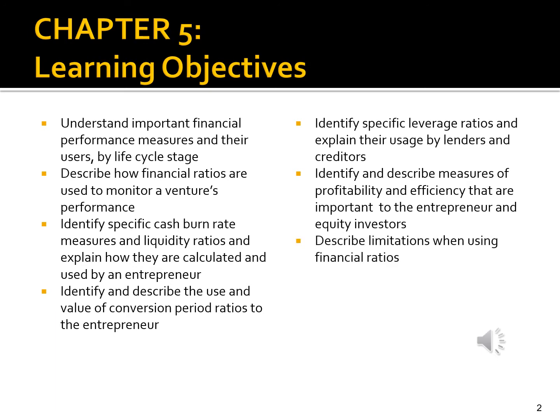Basically, the aims of this chapter is to understand important financial performance measures and their uses by life cycle stage. You should be able to describe how financial ratios are used to monitor a venture's performance, and then identify specific cash burn rate measures and liquidity ratios, and explain how they are calculated and used by an entrepreneur, and then identify and describe the use and value of conversion period ratios to the entrepreneur.